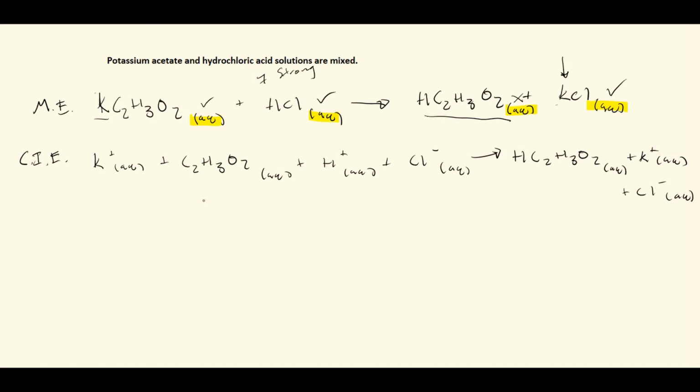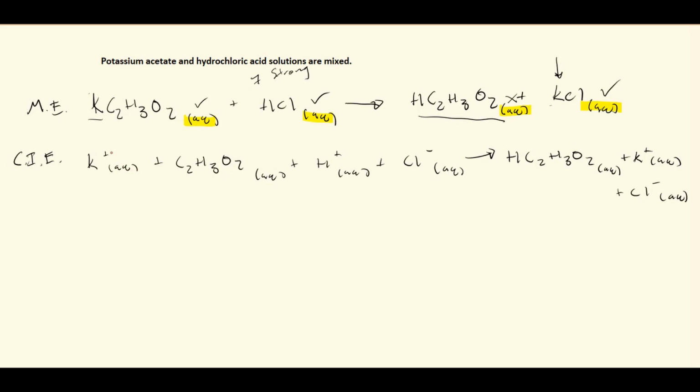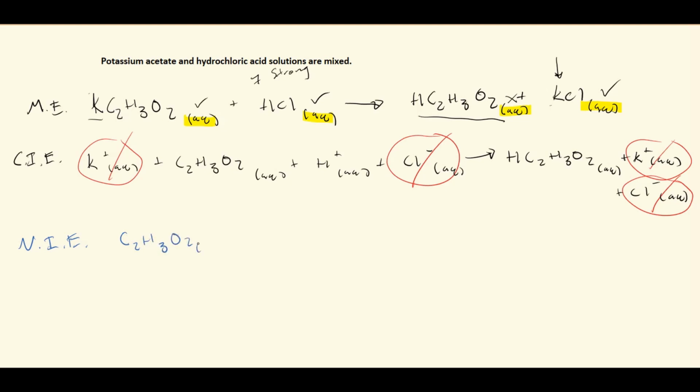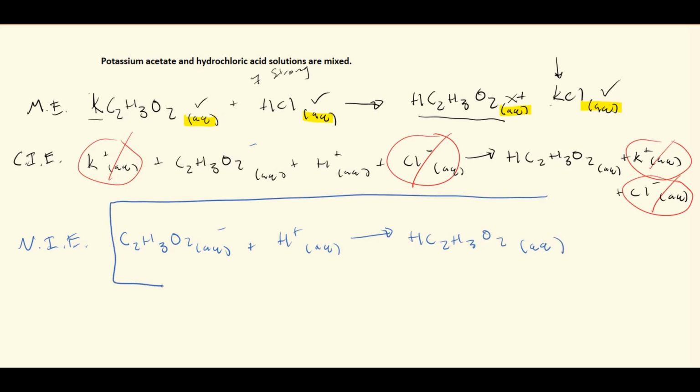Alright, now we're going to look for spectators. We see we have 2 potassium ions on both sides. Those are spectators, they will cancel out. We also see we have 2 chloride ions. They're both aqueous, those are also spectators, they're going to cancel out. So finally, our net ionic equation is the complete ionic equation with all the spectators canceled out. So that is going to be acetate ion. There should be a negative charge there. Plus hydrogen ion, giving us acetic acid, which is a weak acid and a weak electrolyte. And this is it. This is our net ionic equation.